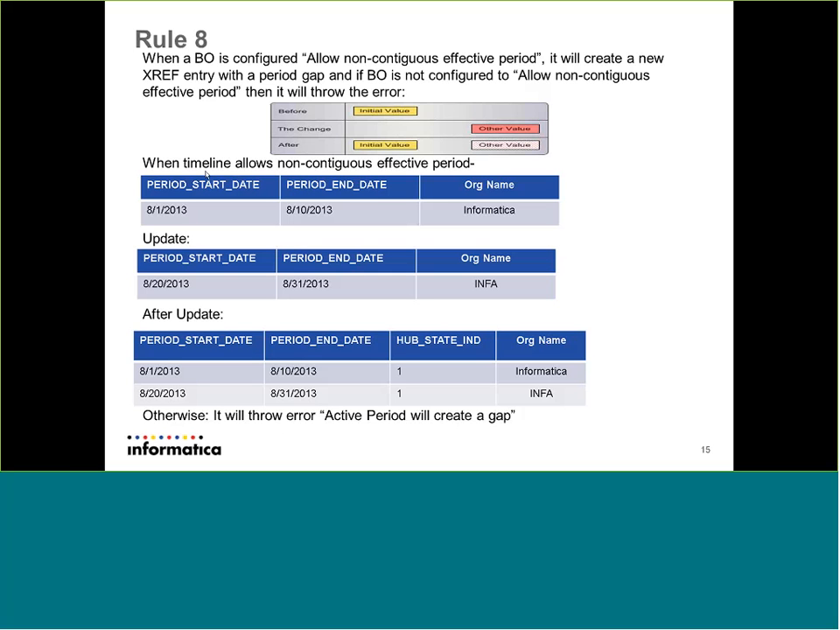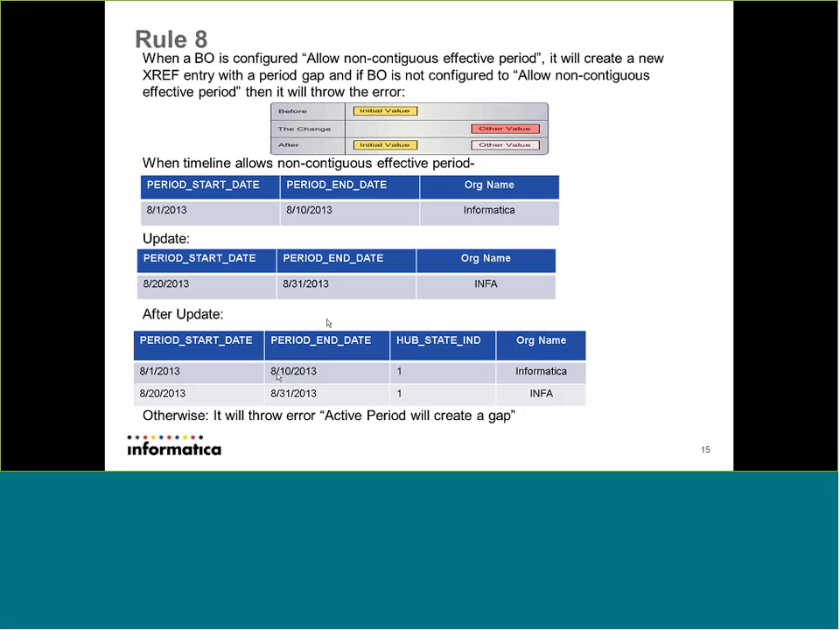Okay, so consider the scenario where an existing cross-reference record has 1st August to 10th of August as Informatica, and the update sent is 8/20 to 8/31, which is in no way linked. If the organization's use case is to have gaps, it will directly insert the record into the cross-reference, which will have the cross-reference records as shown: 1st of August to 10th of August is Informatica, and from 20th to 31st it is INFA.